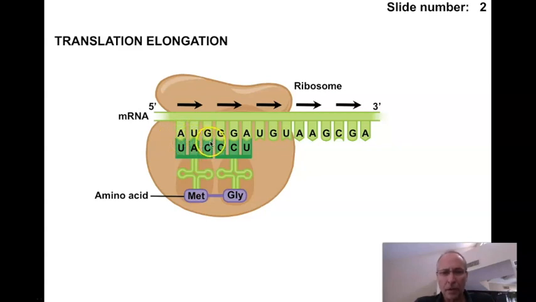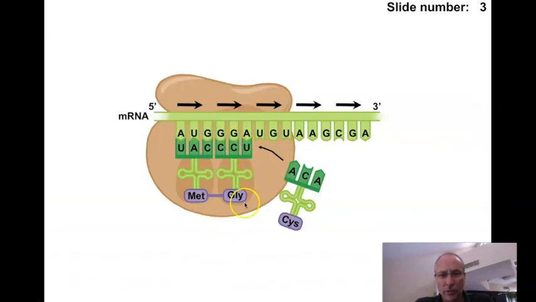The hydrogen bonds here between the codon and the anticodon of this initiator transfer RNA, the initiator one being the methionine one, are broken, as is this covalent bond between the transfer RNA and the methionine. So the transfer RNA then is released, and the methionine is left connected to the glycine, but at least in this particular explanation, it's not really part of the ribosome anymore.